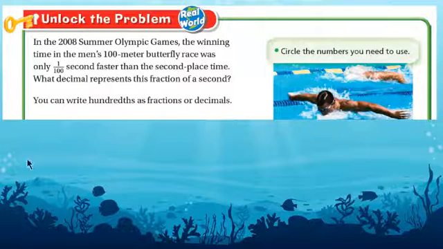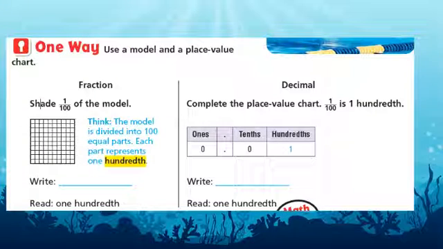You can write hundredths as fractions or decimals. So let's see what that would look like. Here we see our square broken up into equal parts. In our last lesson, the square just had 10 equal parts because we were dealing with tenths. But now it's broken up into 100 equal parts because we're dealing with a hundredth. So go ahead and shade one of the 1/100ths in your model and write what that fraction would look like.